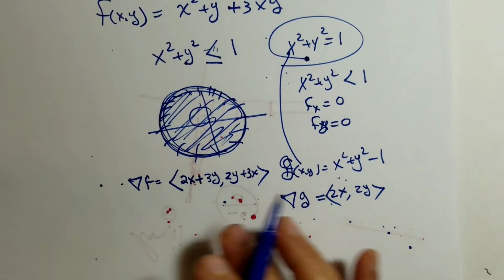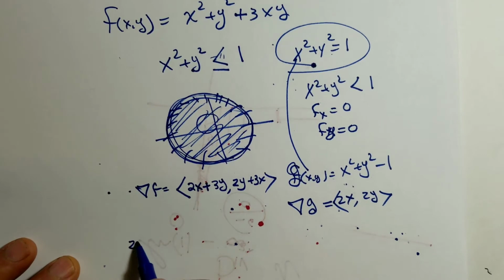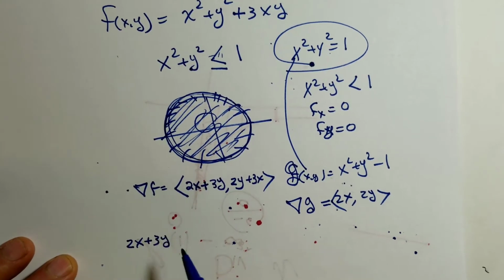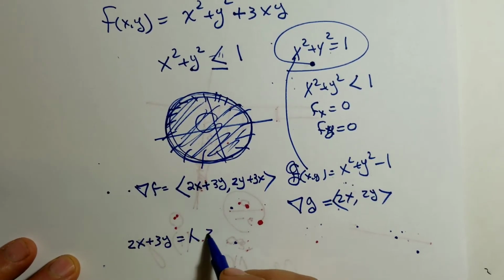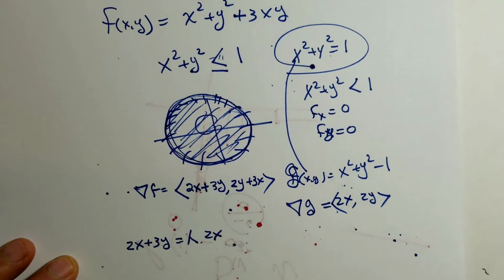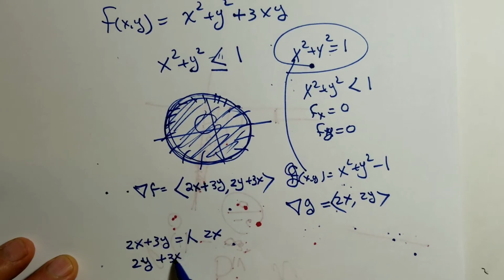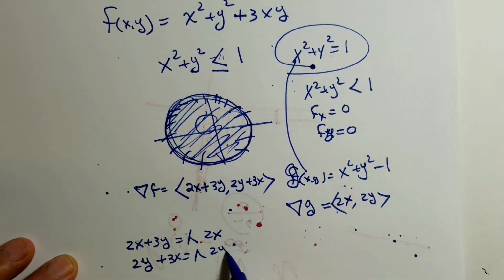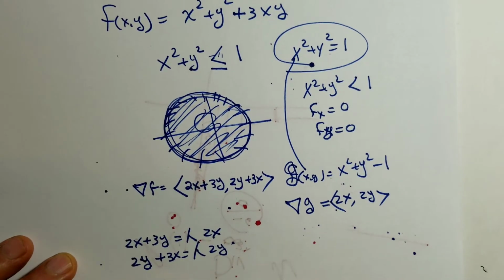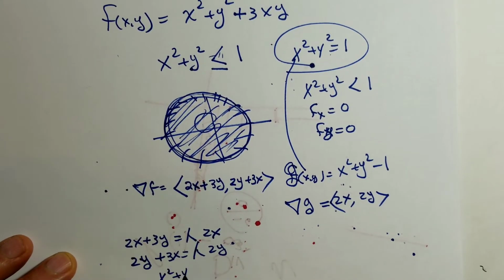Then these gradients have to become constant multiples of each other. Therefore, 2x plus 3y must become equal to lambda times 2x. That's one equation. Another one, 2y plus 3x must become equal to lambda times 2y. But this is three variables, two equations. I have to have my constraint. I got it.